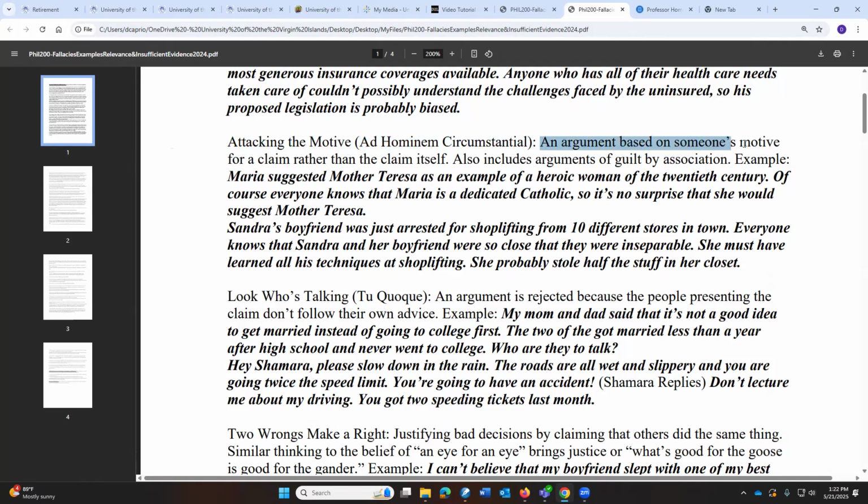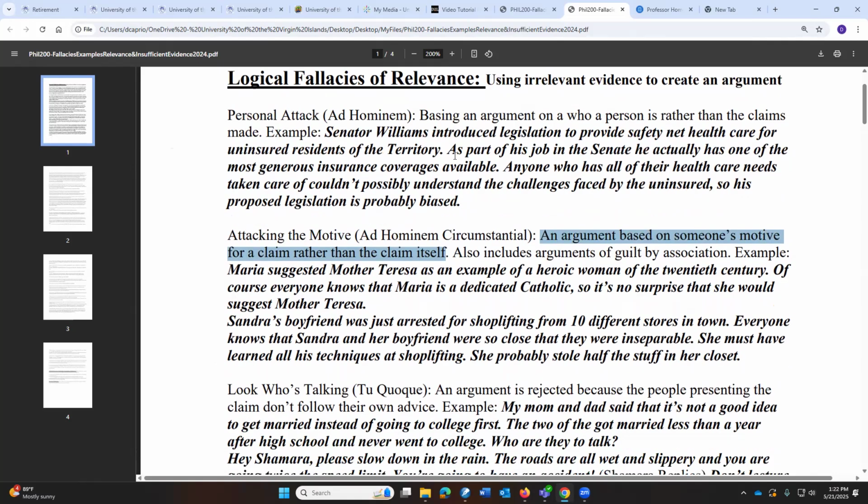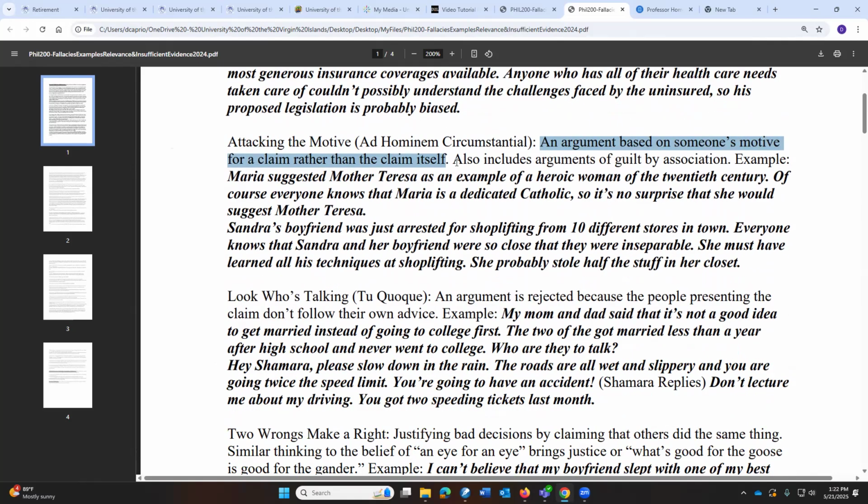So an argument is based on someone's motive for a claim rather than the claim itself. So you're saying that I'm going to come to this conclusion because of why somebody is saying something as opposed to what it is they're saying. So up here, we're talking about who it is who's saying it. Here, we're talking about why it is they're saying it.